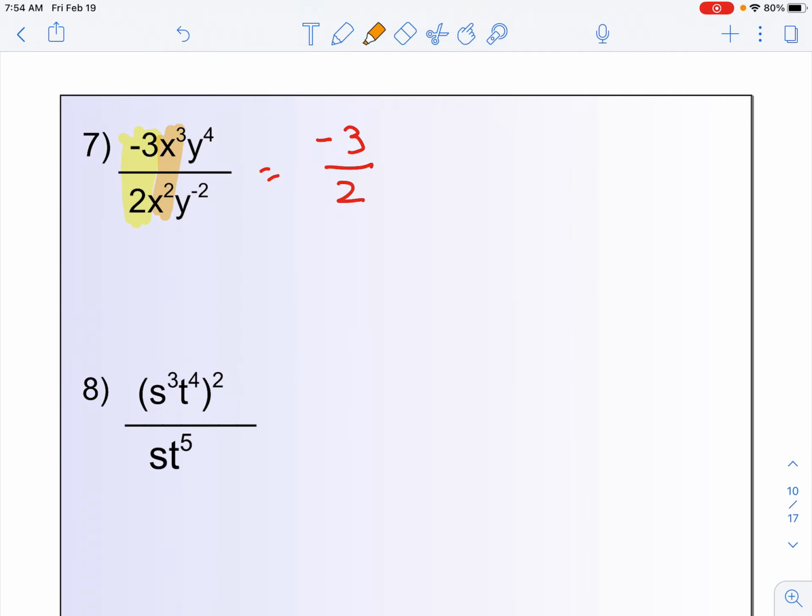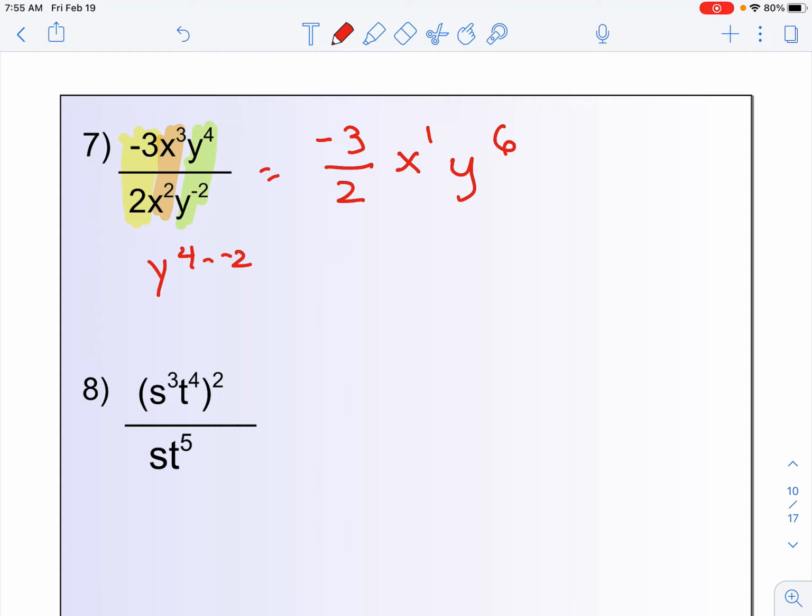Here's my next term, and I'm going to subtract 3 minus 2 to get x to the first power. And then I'm going to go ahead and take care of the y's. And the y's, again, you have a common base, so you have 4 minus a negative 2. So you have y to the positive 6 power, because y to the 4 minus a negative 2 turns into adding 2, and that's where you get y to the 6.